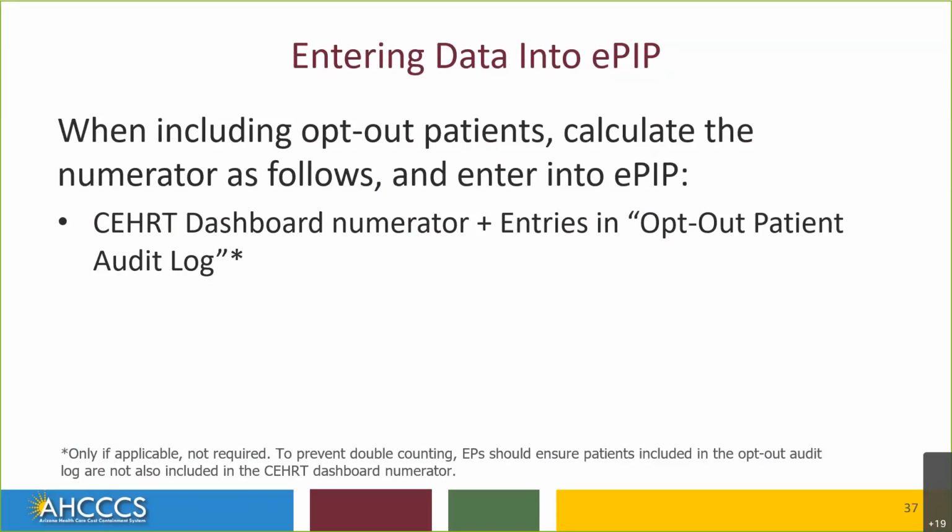So for example, say your CERT dashboard numerator shows 50 patients and you're not meeting that minimum threshold, then you want to look at potentially which opt-out patients you can add, and you want to create that audit log with that information and then add those patients. So say there's 10 opt-out patients and then you had 50 patients in that CERT dashboard numerator, your total numerator entered into ePIP should be 60 patients that had access. Next slide.